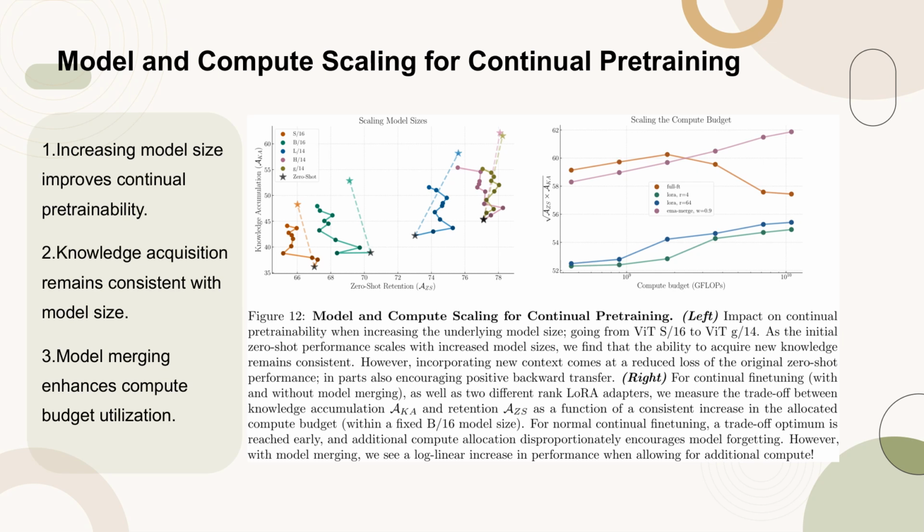Despite this, the ability to acquire new knowledge remains consistent, though there is a reduced loss of original zero-shot performance, sometimes even encouraging positive backward transfer. On the right, the trade-off between knowledge accumulation, Ka, and zero-shot retention, Zs, is measured with increasing compute budgets for a fixed B/16 model size. Normal continual fine-tuning reaches an optimum early, with additional compute leading to disproportionate forgetting. In contrast, model merging shows a log-linear increase in performance with additional compute, effectively utilizing the budget more efficiently.